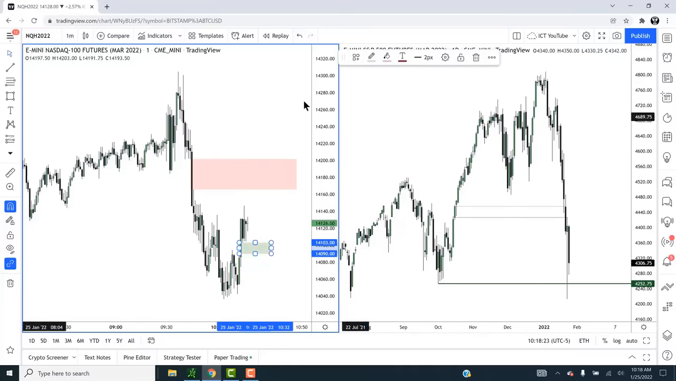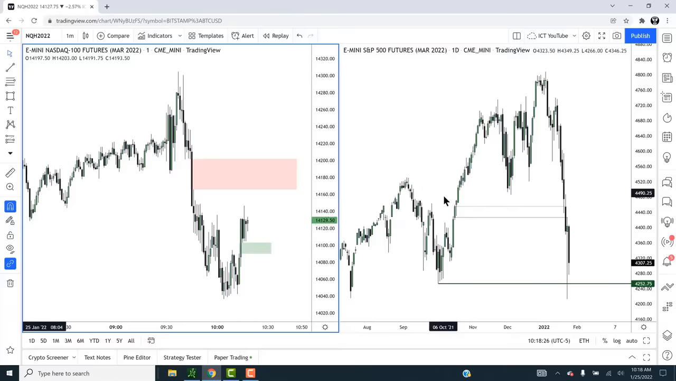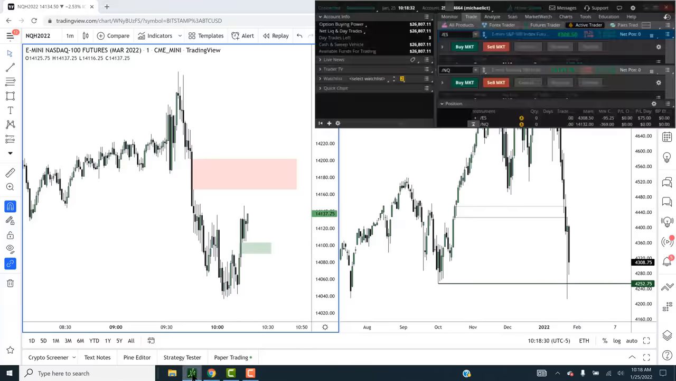Change the color on this. And the idea is I'm going to see it drop down into that green area. But if you look real close, there's actually a smaller little fair value gap just below that green box. Okay. This is not supply and demand. The idea is I want to see it drop down to that green box. And I don't know if it's going to dip into the lower fair value gap.